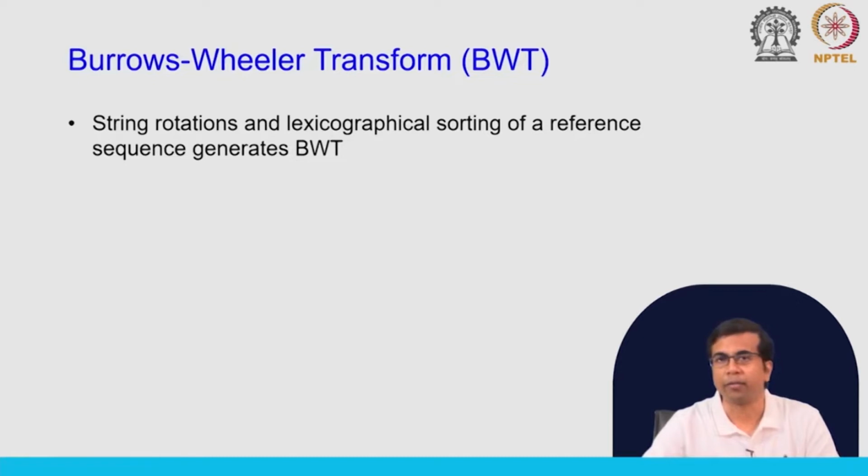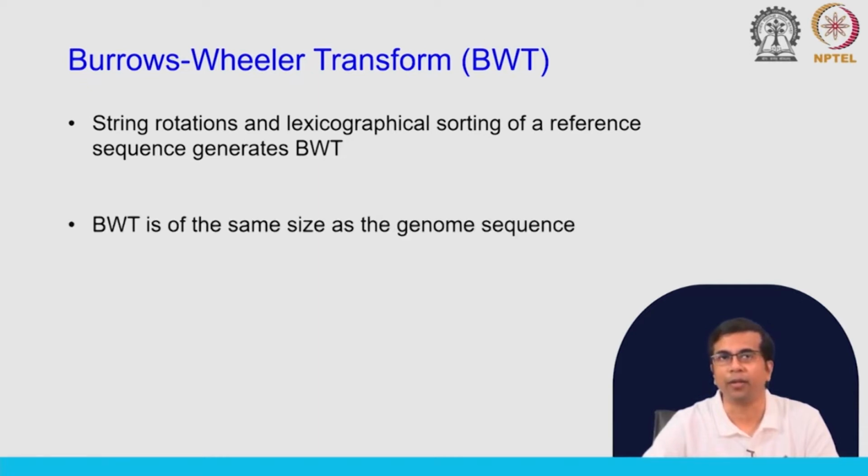Just to summarize what we have learned regarding the Burrows-Wheeler transform. This is a string rotation coupled with lexicographical sorting of a reference sequence, and this gives rise to the Burrows-Wheeler transform. We start with the reference sequence, we add this dollar sign, we rotate the strings, and then we do the sorting, and finally, the last column of that matrix gives us the BWT. Because this is just one column, the BWT is of the same size as the genome sequence. So, that is great, which means it will not take too much space.